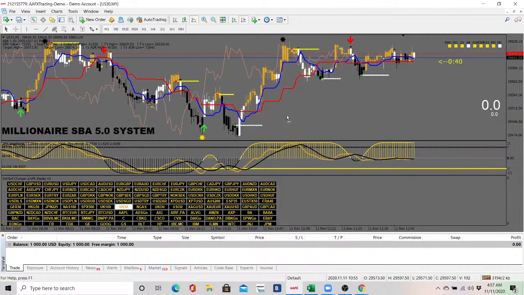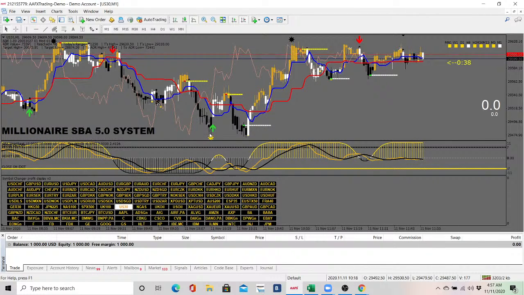So for instance, right here we have a star and an arrow that printed upward, right, for a buy, and here is the bar, right? So that you could have got in the trade then, but as you can see, it was a little messy. This is US 30.